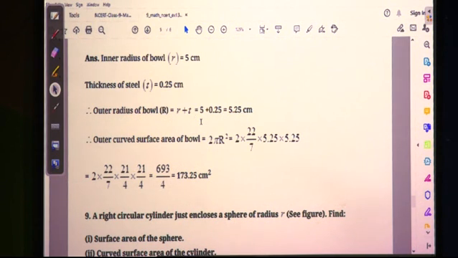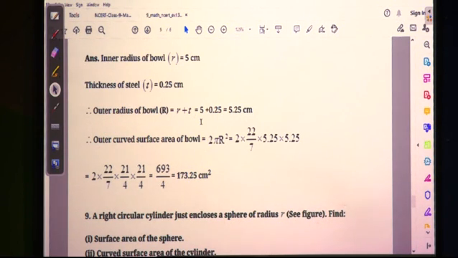This becomes 2 into 22 upon 7 into 21 upon 4 into 21 upon 4, which is equal to 693 upon 4, which is equal to 173.25 centimeter square. For calculation purpose, 5.25 has been converted into 21 upon 4 and the calculation has been done. So, what we are getting? Outer curved surface area of bowl is 173.25 centimeter square.